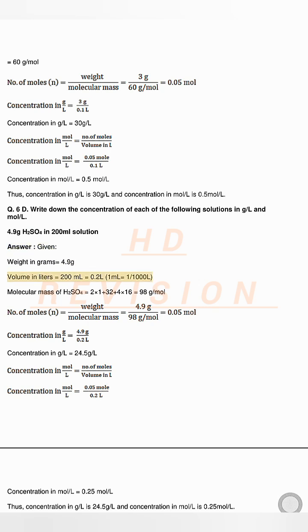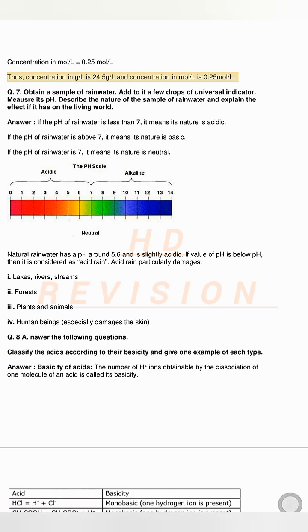Volume in liters equals 200 milliliters equals 0.2 L, 1 ml equals 1/1000th L. Molecular mass of H2SO4 equals 2 times 1 plus 32 plus 4 times 16 equals 98 grams per mole. Concentration in gram per liter equals 24.5 grams per liter. Concentration in mole per liter equals 0.25 moles per liter. Thus, concentration in gram per liter is 24.5 grams per liter and concentration in mole per liter is 0.25 moles per liter.